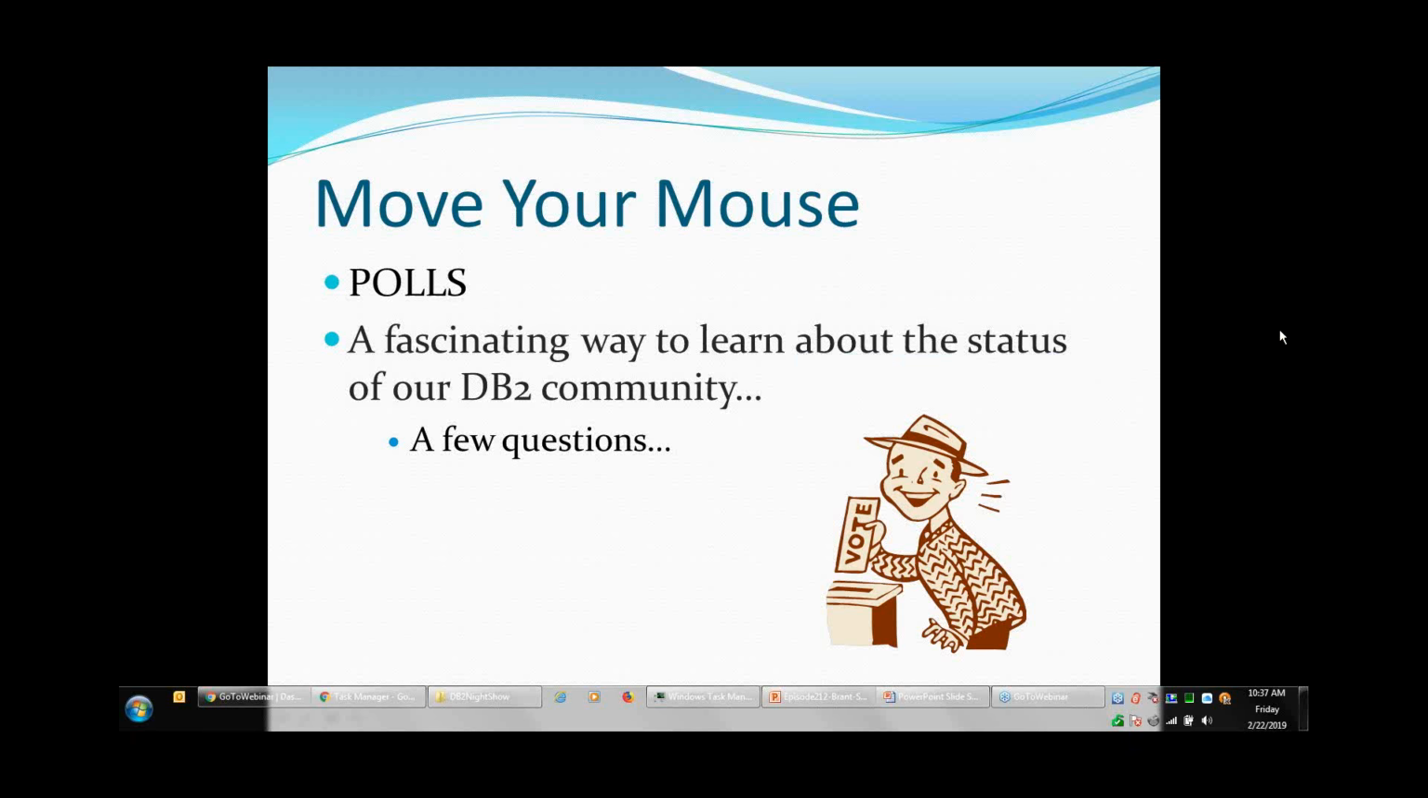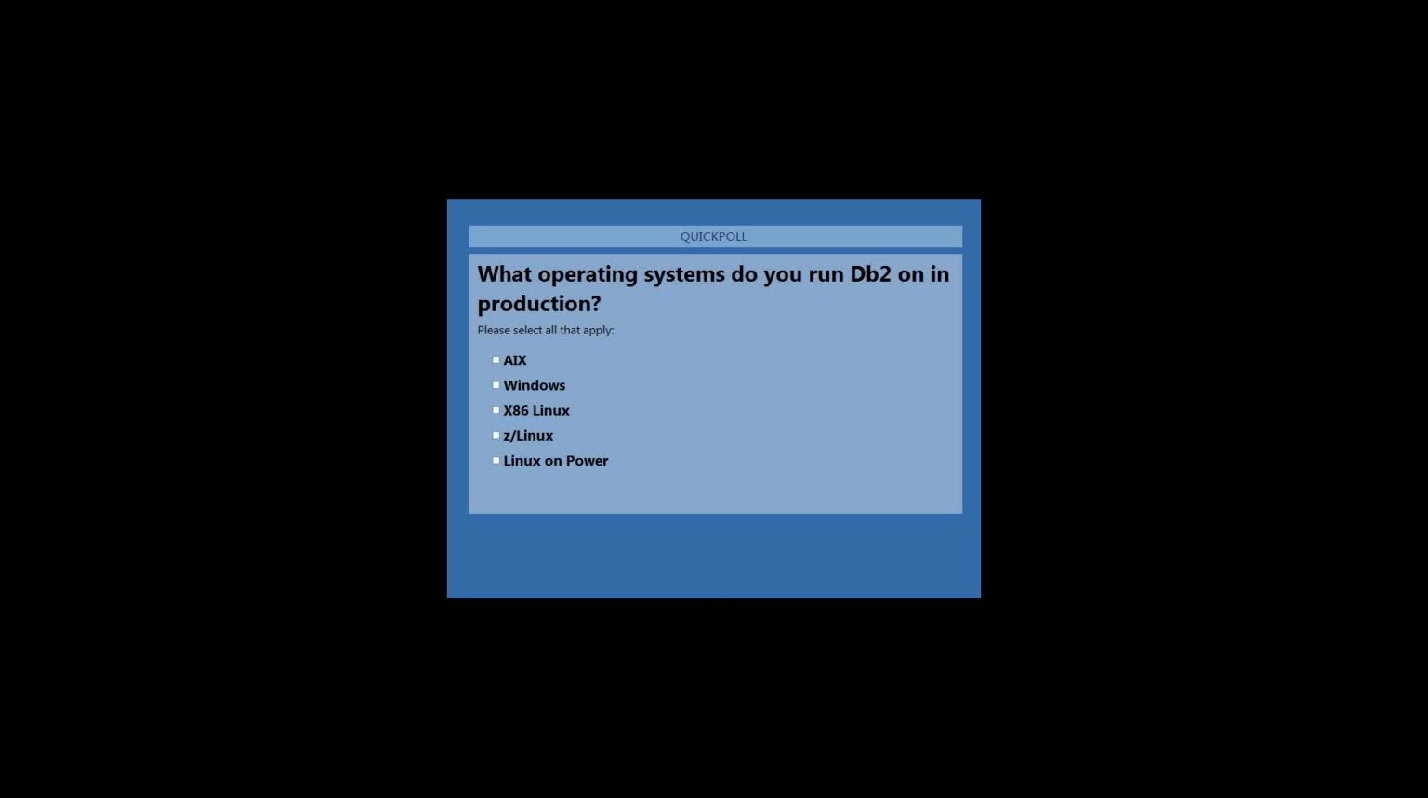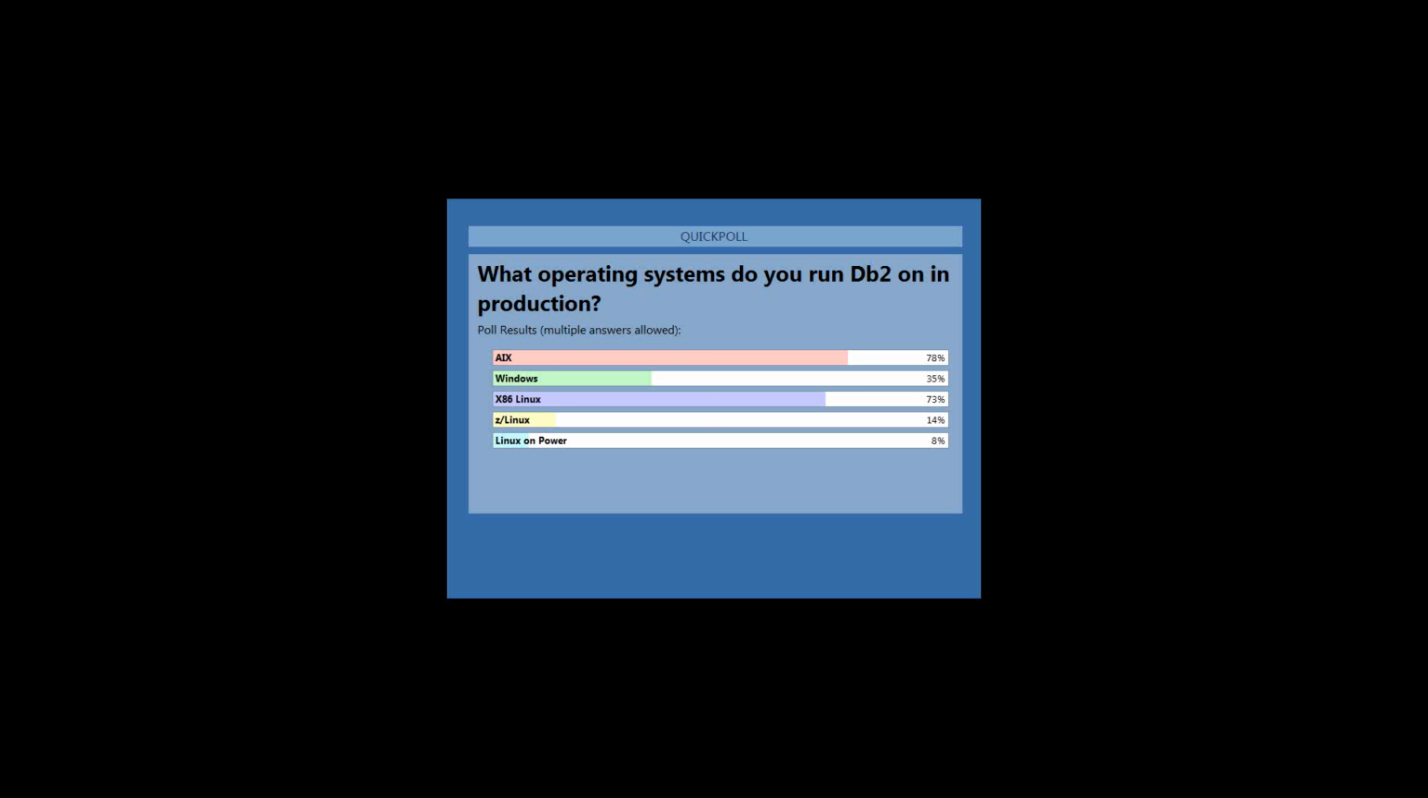What operating systems do you run Db2 on? Used to be, years ago, we could always count on AIX being the winner, but lately, x86 Linux has been dominating. We'll see what today's audience says. A good size audience today. A few more seconds to participate. Going once, going twice. Closing the poll and sharing the results. And today, AIX is the winner at 78%, followed by 73% with x86 Linux. 35% on Windows. Got a good showing for Z Linux and 8% Linux on Power.